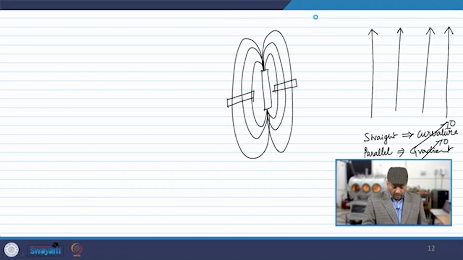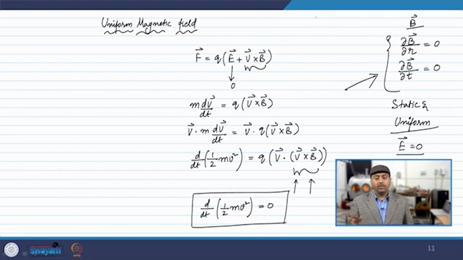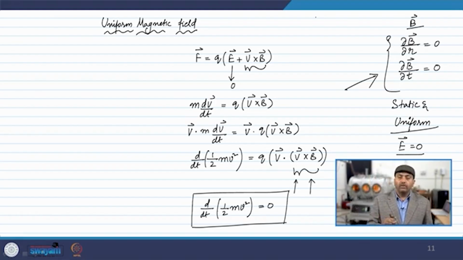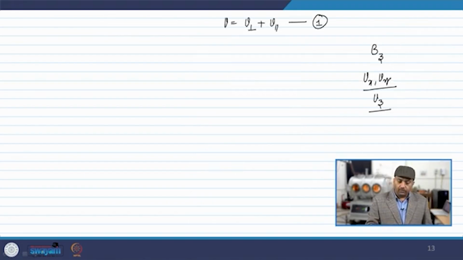What are we doing, by the way? In the earlier slide, we realized that if there is no electric field, the rate of change of kinetic energy will be 0. So, the magnetic field will not produce any acceleration or change of energy, right. Now, we are going to see a mathematical treatment which will lead us towards the trajectory of the particle, right. So, we start with decomposing the velocity of the particle into v perpendicular and v parallel.